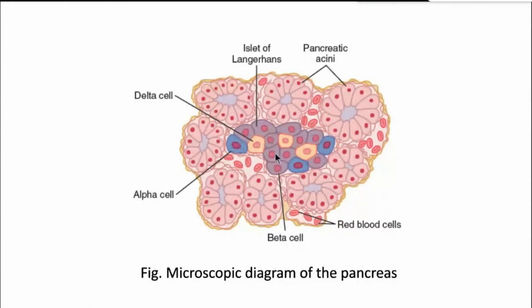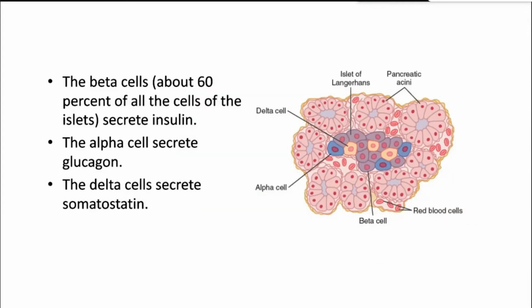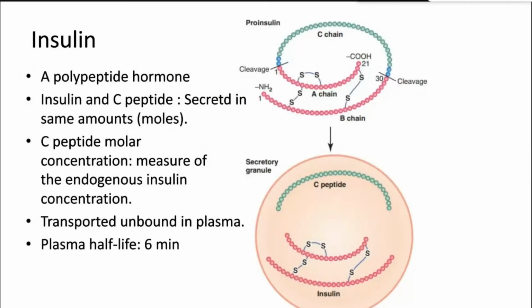Which cells are responsible for secreting insulin? Beta cells. Okay, good. Alpha cells for glucagon, delta cells, somatostatin. Most of the cells will be of beta type there, insulin secreting. Now, insulin is a polypeptide hormone. Have you studied insulin in biochemistry? Not studied it. Okay, biochemically, it is a polypeptide hormone.